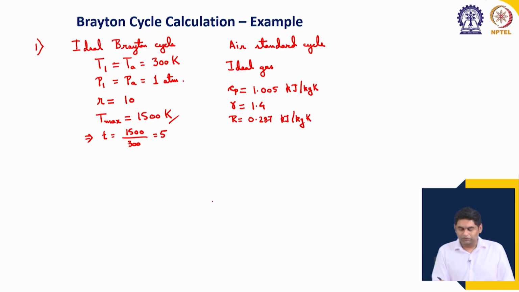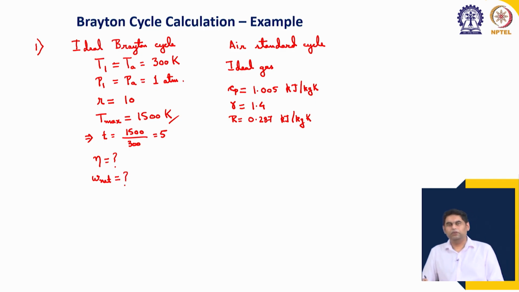So, now we want to find out, what do we want to find out? We want to find out what is the efficiency of this cycle or of this turbine and what is the net specific work output of this turbine. Okay. Efficiency of this turbine and net specific work output of this turbine.